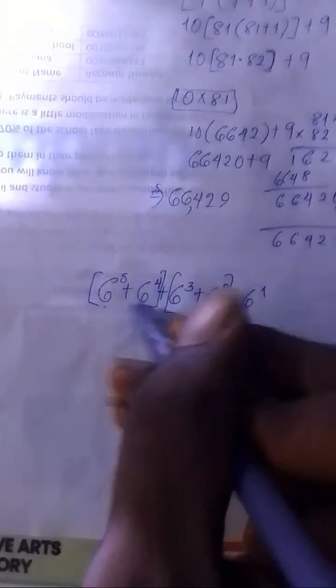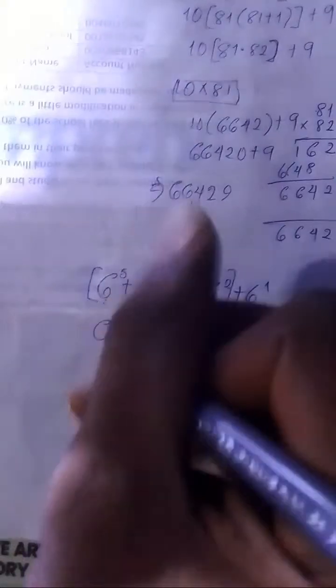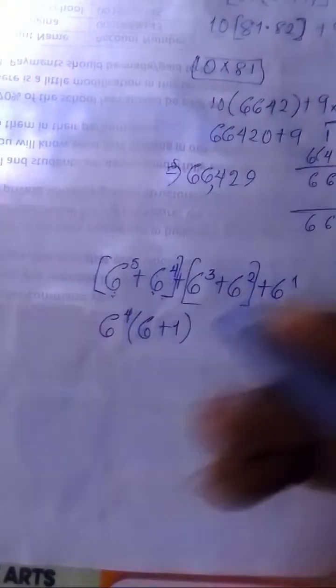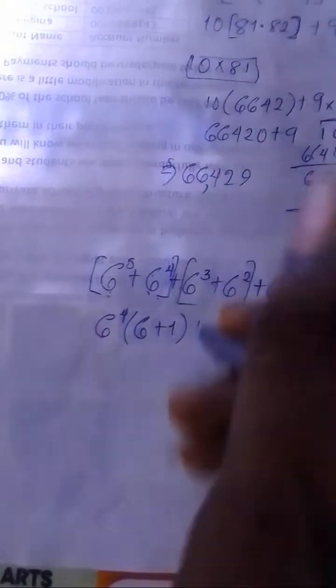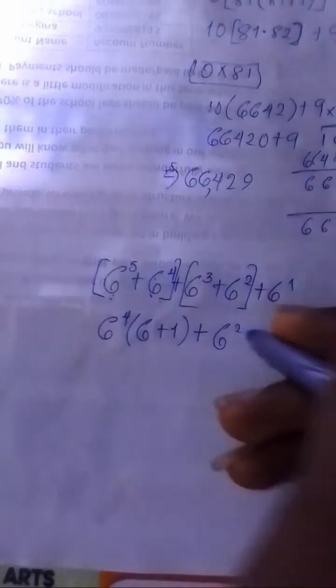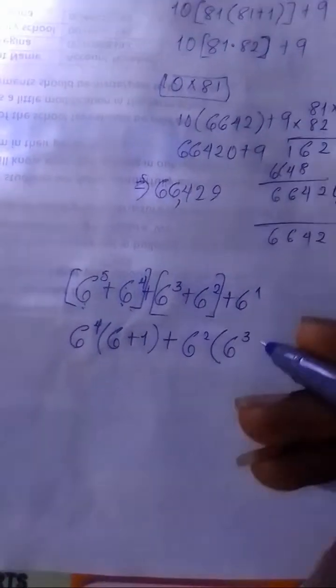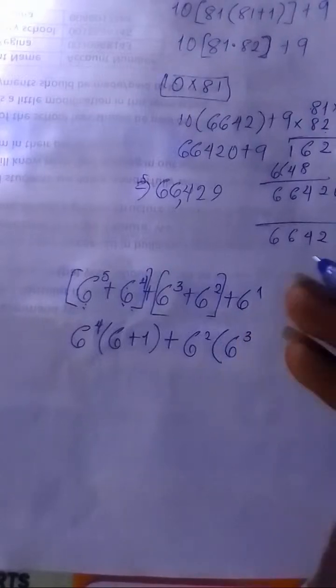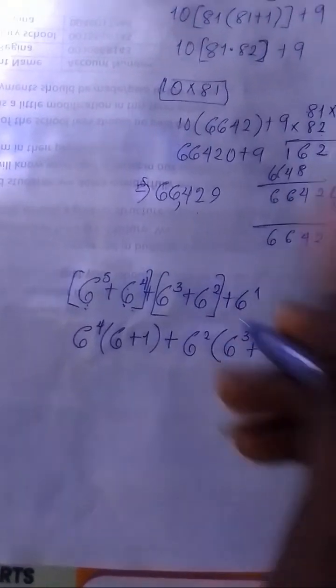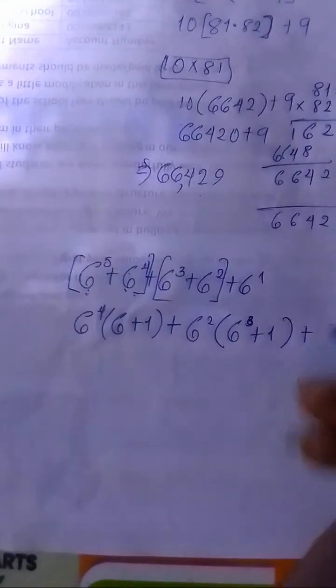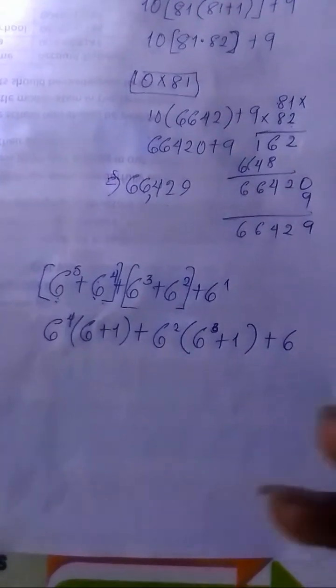From here, we can bring out 6 raised to the power 4 because it's common in both places. When we bring out 6 raised to the power 4, it becomes 6 here, and it becomes 1 here. So from here, we have our plus. What's common here? 6 raised to the power 2 is common. When we bring out 6 raised to the power 2, it becomes 6 raised to the power 3, and from the other term it becomes 1. So it becomes 6, plus 6 raised to the power of 1, which is 6.